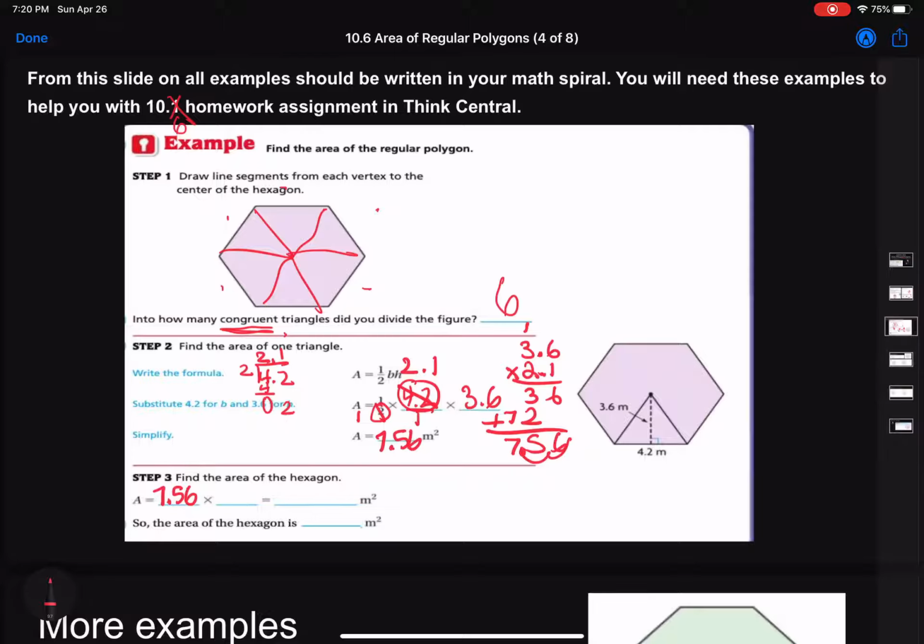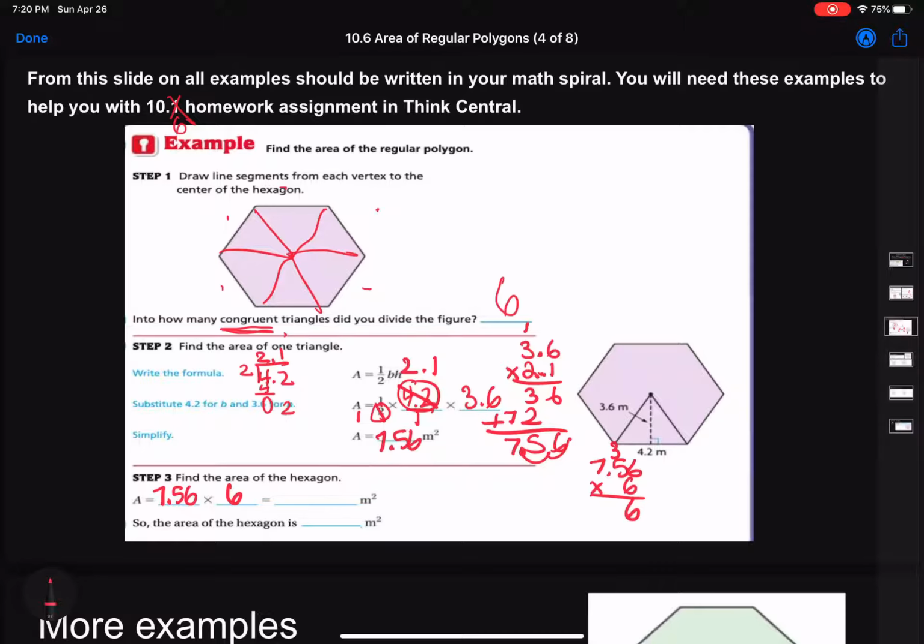And then again, go back. How many sides did you have? You had 6. So you had 6 triangles. So now you just need to figure out what 7 and 56 hundredths times 6 is. And that's going to give you the area for the whole entire shape.